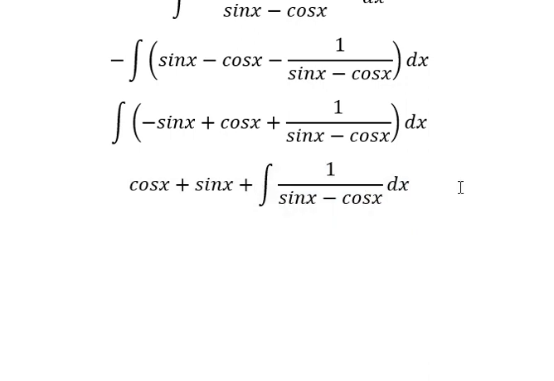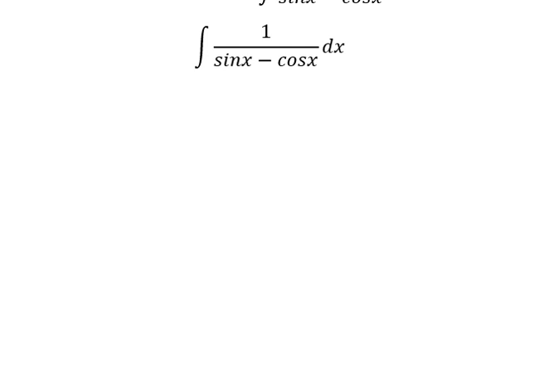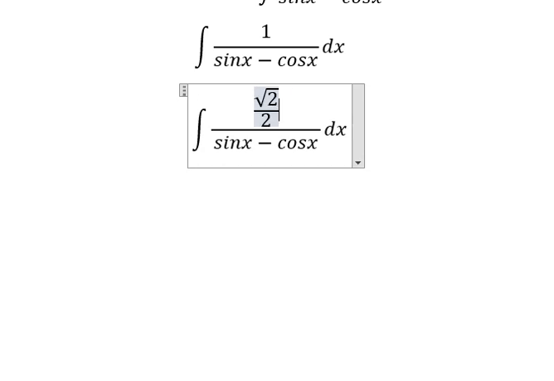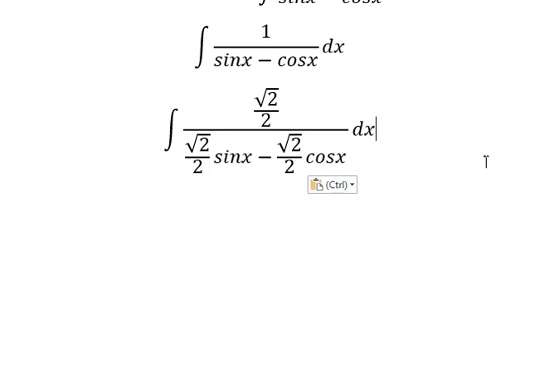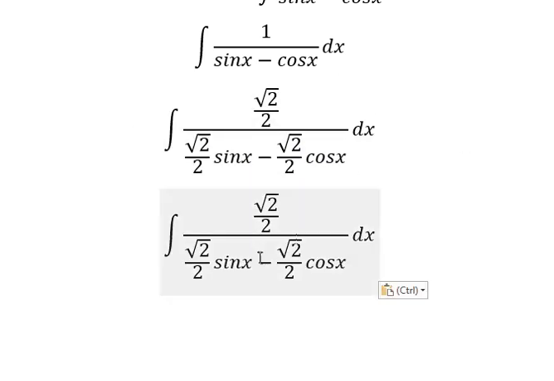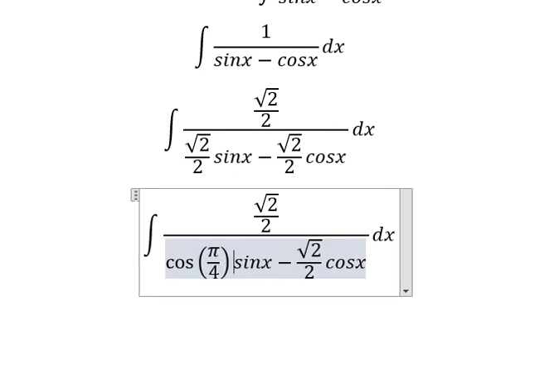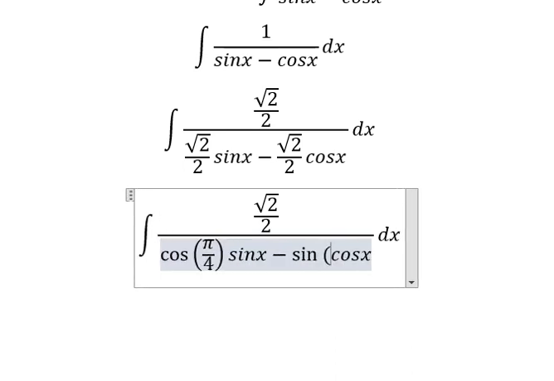Next, we need to focus on this one. So I need to multiply by the square root of 2 over 2 on the numerator and denominator. This one is cosine of pi over 4. This one is sine of pi over 4.